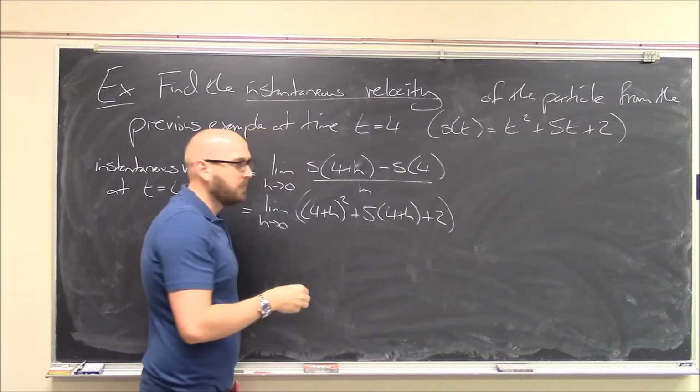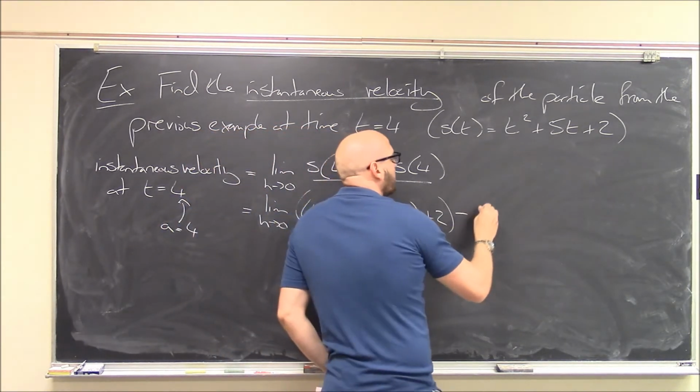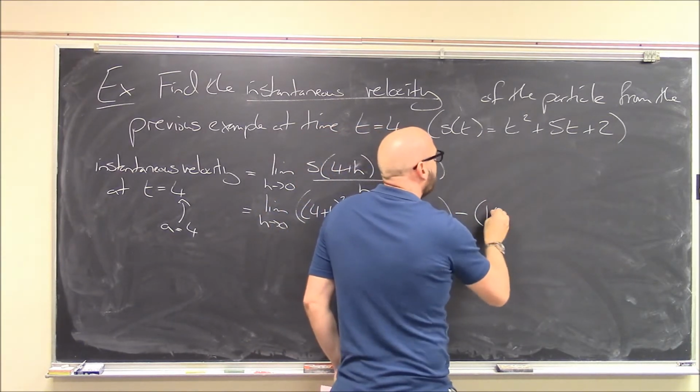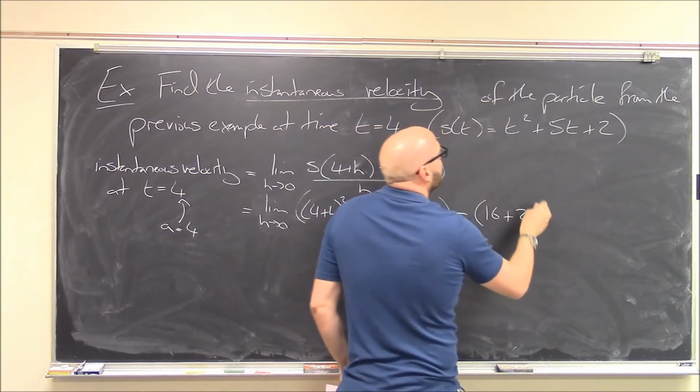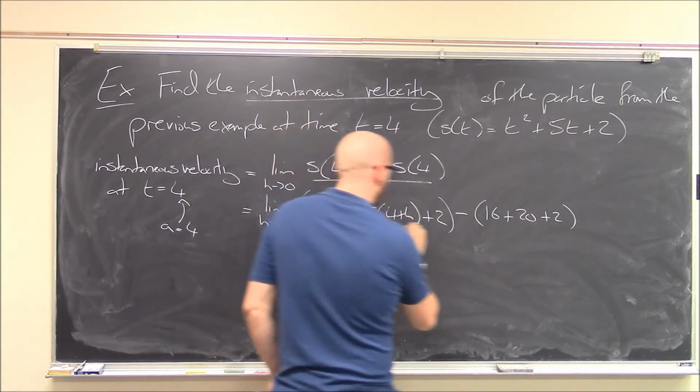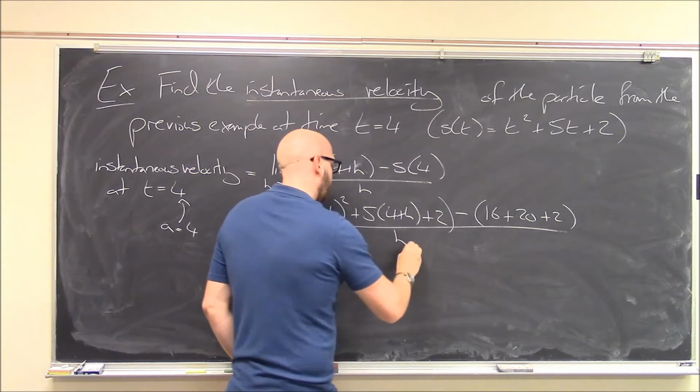And so there's s of 4 plus h. Then we're going to subtract s of 4. So minus s of 4 is going to be 4 squared is 16, plus 20, plus 2, all over h.